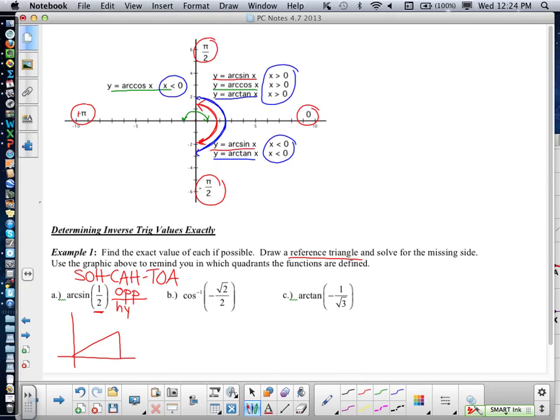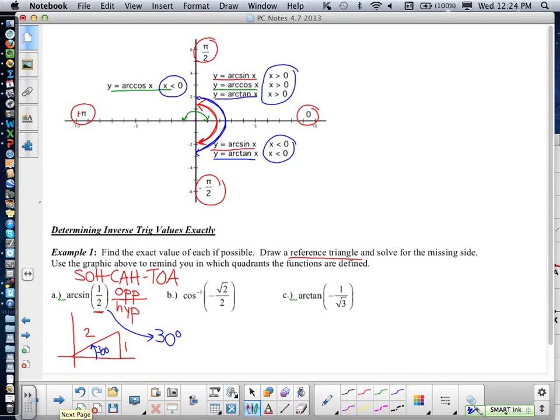hypotenuse. So that's why I'm going to label my triangle here. I'm going to label it opposite over hypotenuse. It's positive, this ratio is positive, I'm in the positive quadrant. I recognize that as a 30, 60, 90 triangle, and so I just label this angle right here. I'm going to call that 30 degrees, and that tells me then that the arcsine 1/2 is equal to 30 degrees.